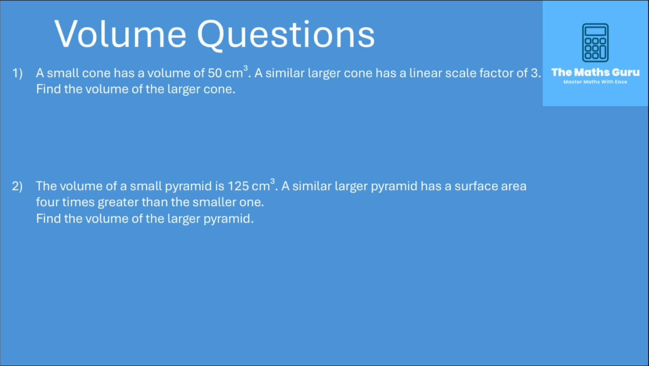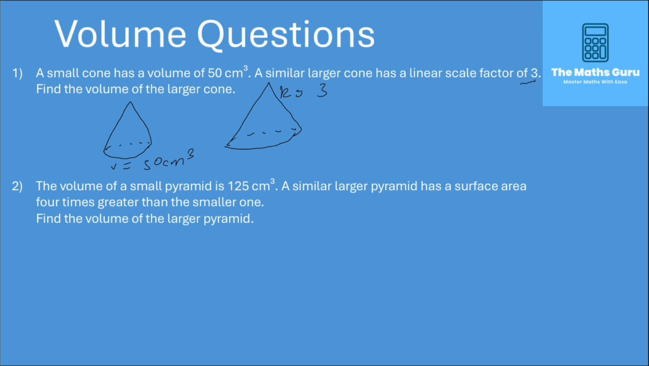Okay, looking at this, a small cone has a volume of 50 centimeters cubed. So we have our small cone here, and the volume is equal to 50 centimeters cubed. A similar larger cone has a linear scale factor of 3, so k equals 3, and this is our larger cone. Find the volume of the larger cone.